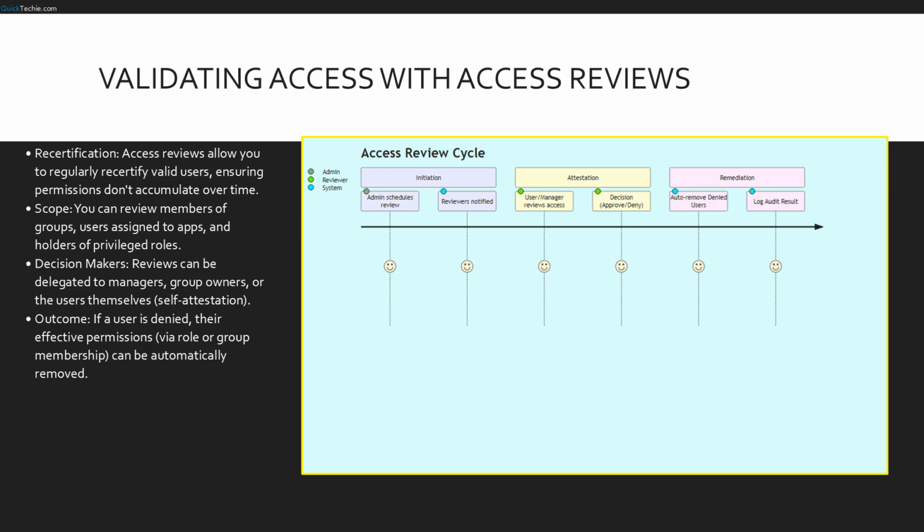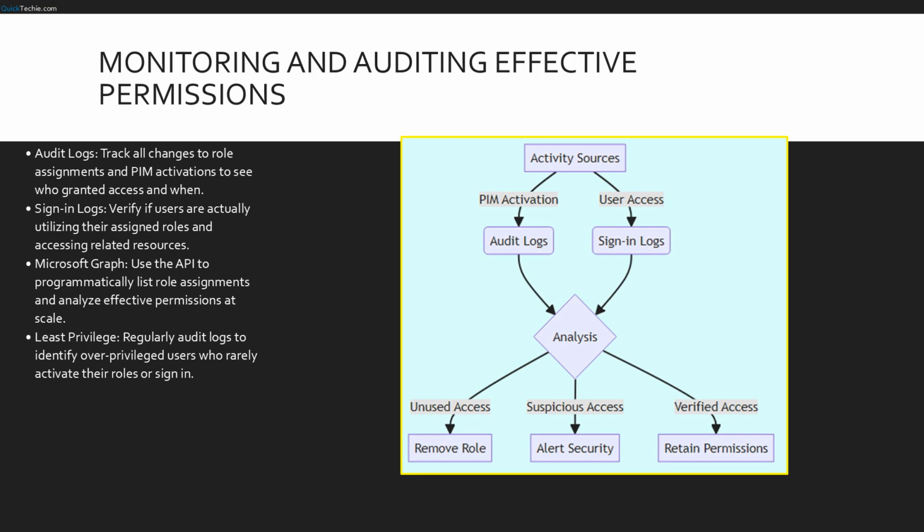If access is denied during the review, the system automatically revokes the role assignment or group membership, removing the effective permissions. This journey maps the access review lifecycle. It begins in the initiation phase, where an admin defines the frequency and scope. It moves to attestation, where the reviewer, perhaps a manager, or the user evaluates the need for continued access. Finally, in remediation, the system acts on these decisions. If access is denied, the system automatically removes the role assignment, cutting off effective permissions, and logs the event for auditing.